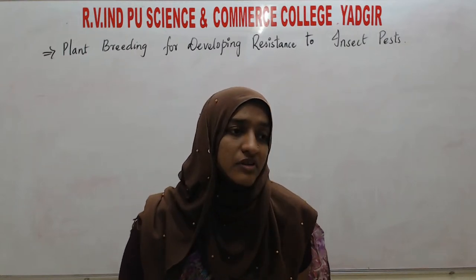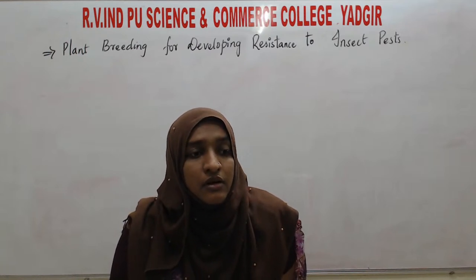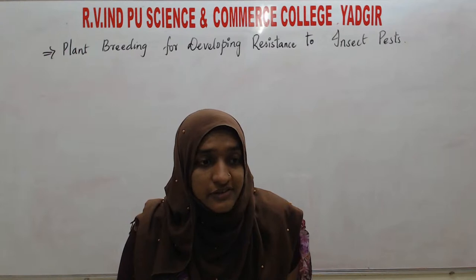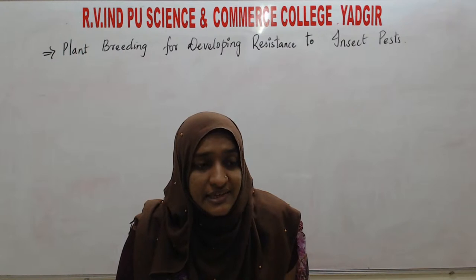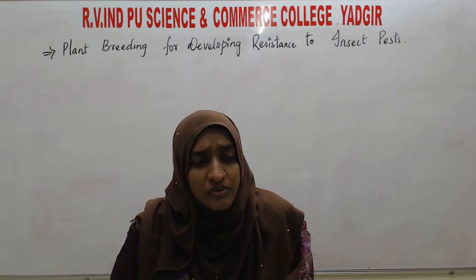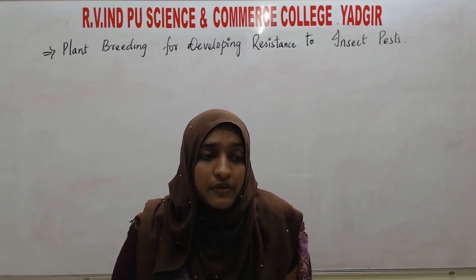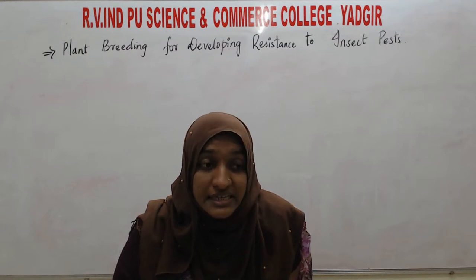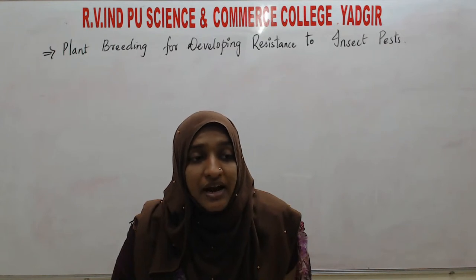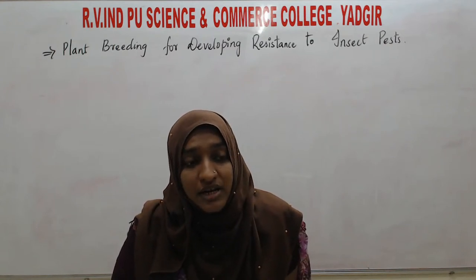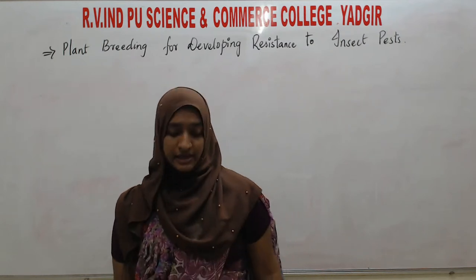What it means, sir, is by using plant breeding techniques, how they are going to develop plants for resistance to insect pests. Because in the crop field, some insects will be there which are responsible for destroying the crop fields or the crop. So the plant should be resistant to that particular insect. If insects are going to come and destroy any part of the plant, the plant should resist them. So how are they going to develop this? What are the examples? Let's see here.